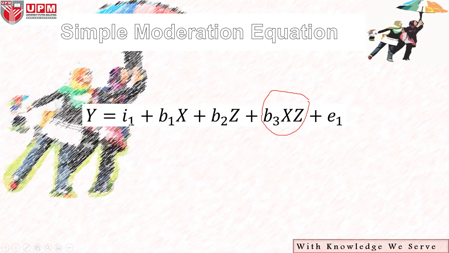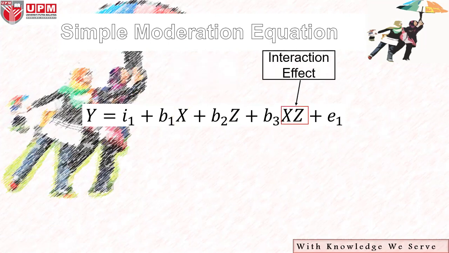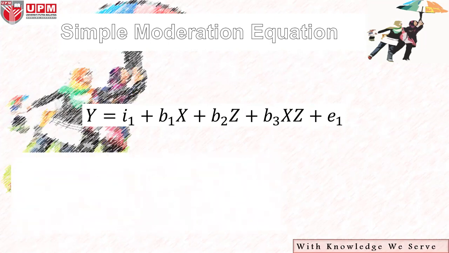Okay, so Y equals to I, ataupun B naught. We can also use the B naught, plus B1X, since we have only one IV, B2Z or B2 moderator, B3XZ. Ni interaction between IV and moderator. Yang ni kita interested, yang kita nak tengok. Okay, so yang X ni, X dengan Z ni, we call it as main effect. Kesan utama. And then XZ ni dia referring to the interaction effect. So kita ada dua main effects and then one interaction effect.